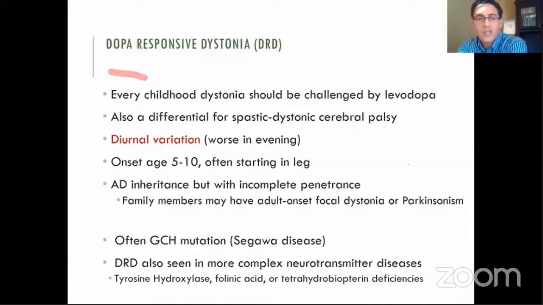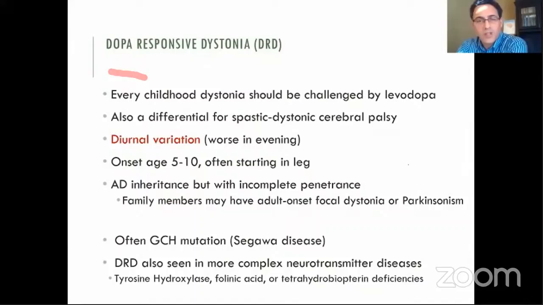levodopa. A key feature of the most common form of dopa-responsive dystonia is diurnal variation. The symptoms are better in the morning after sleep and worse in the evening. They also often start in the leg around age 5 to 10. There's some variability in terms of that.